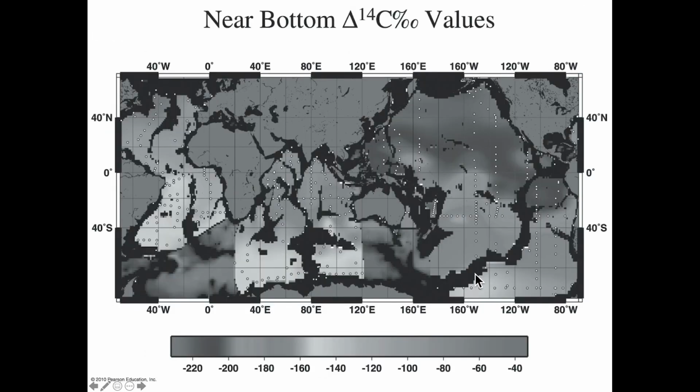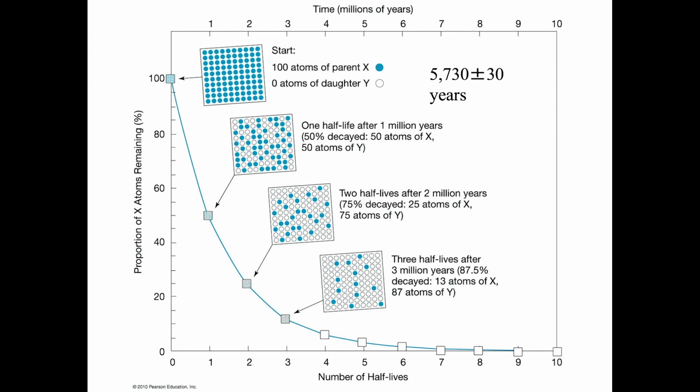Now, we can look at bottom water carbon-14 values to get an age of that water. Carbon-14 is a radioactive form of carbon. Unlike carbon-13 and carbon-12, which are stable isotopes, carbon-14 is a radiogenic or radioactive isotope. Because it's radioactive, it decays at a specific rate. And that specific rate is that half of it will go away every 5,730 years, plus or minus 30 years. By looking at the amount of carbon-14 that's left in any given sample, we can determine how many half-lives it's gone through, and therefore how old it is.